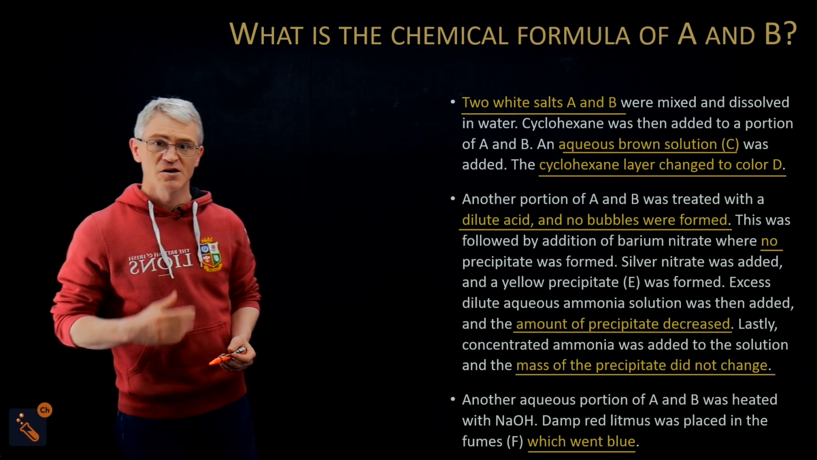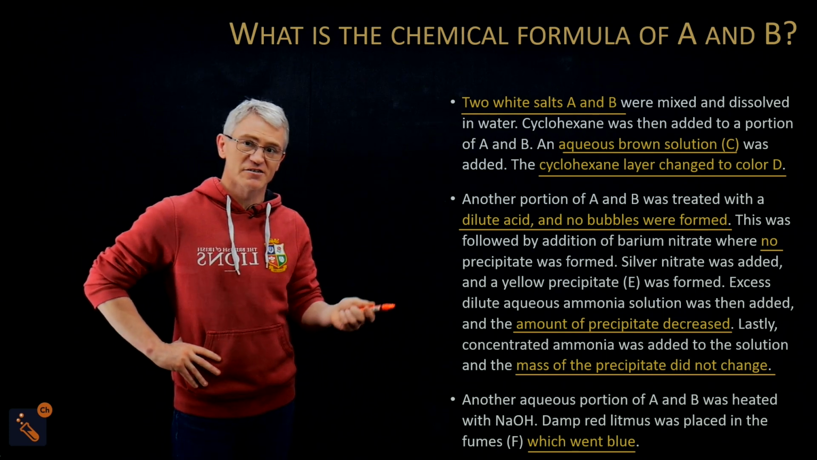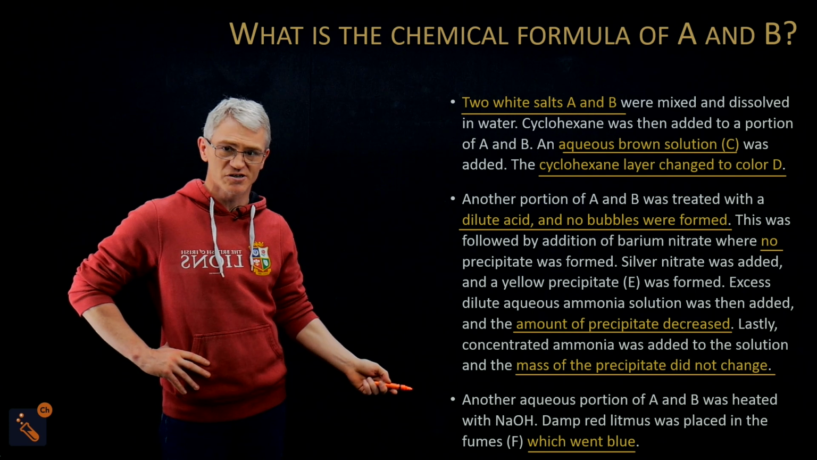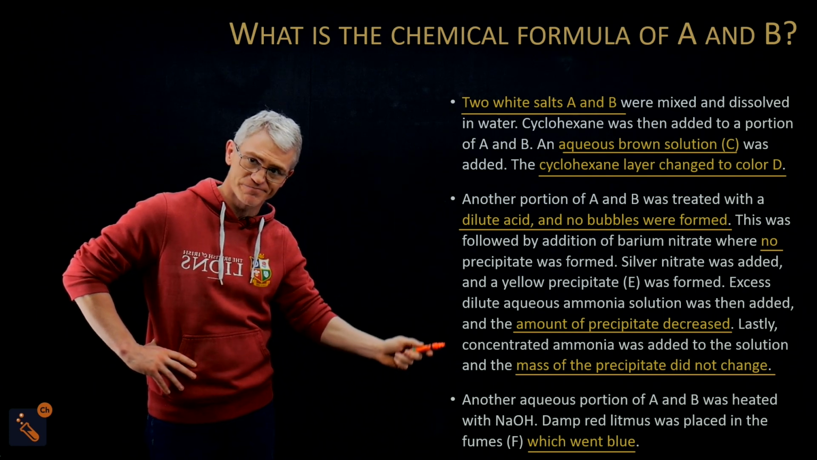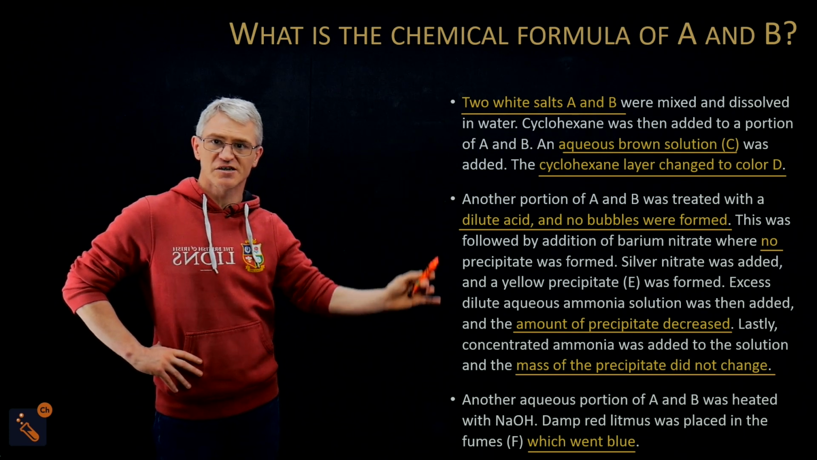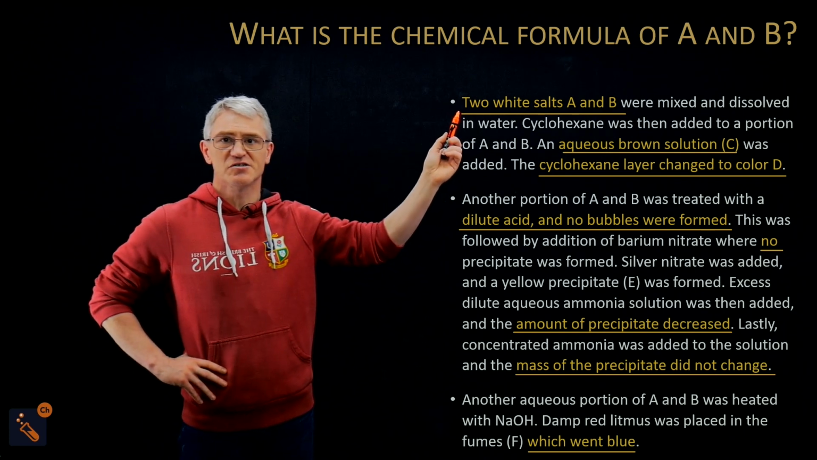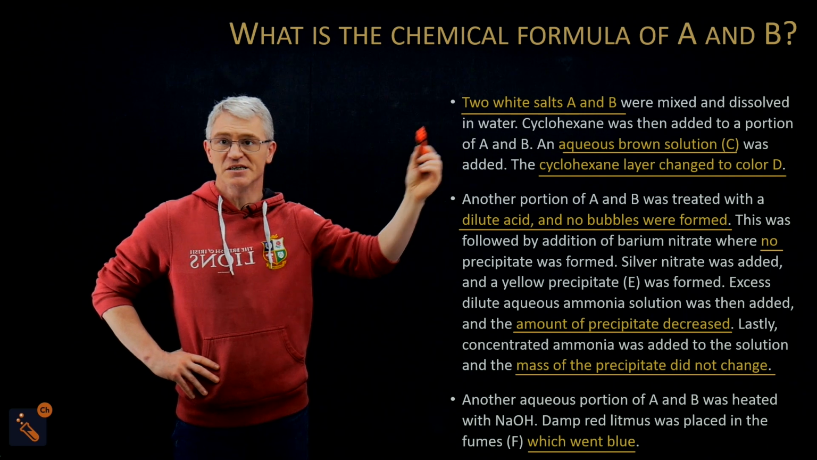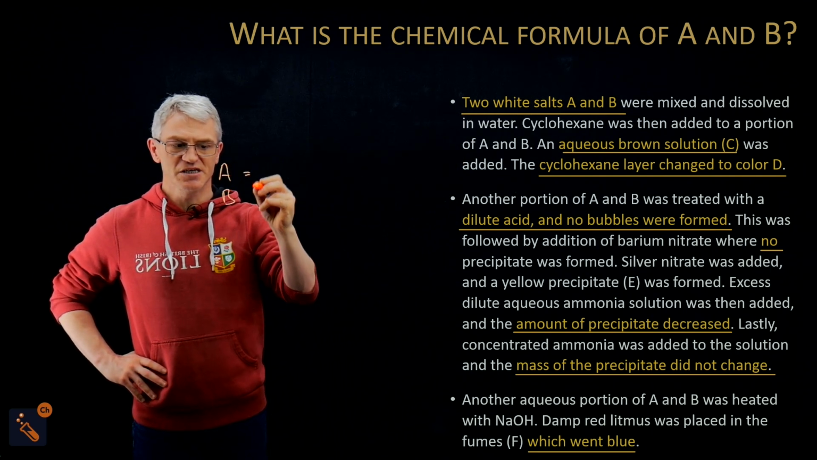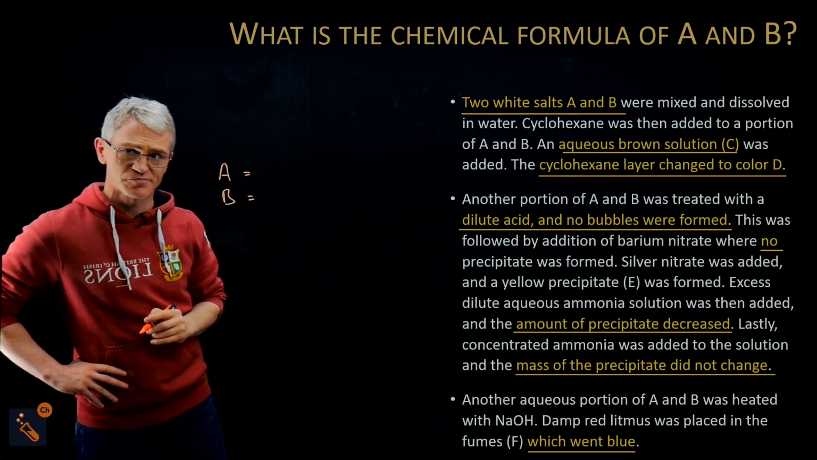First of all, I would recommend going backwards on this. Have a little read at the top and then try to go backwards. So read down it first. I'm going to start off with two white salts, A and B. So I need A and I need B. That is my answer.